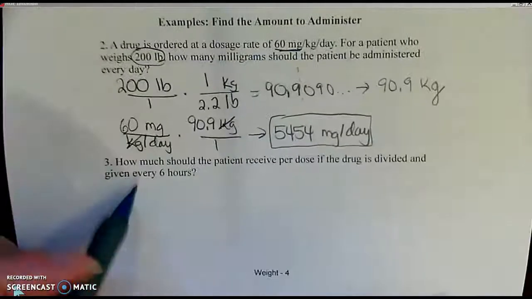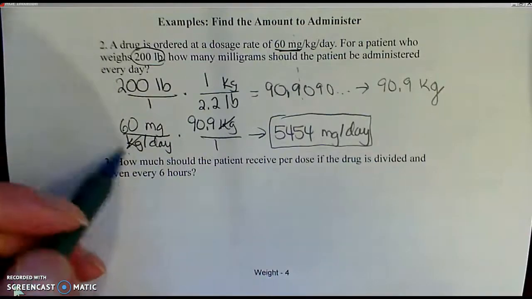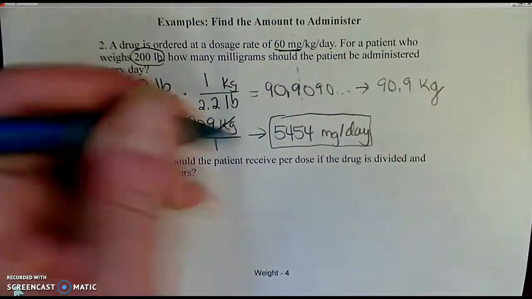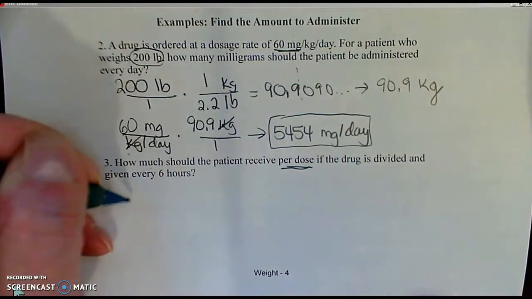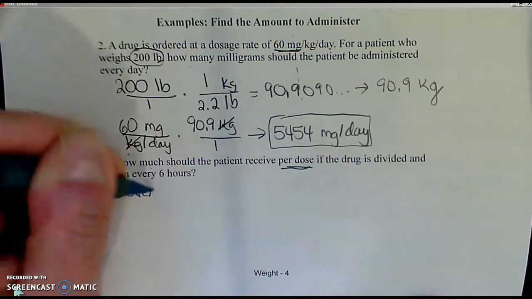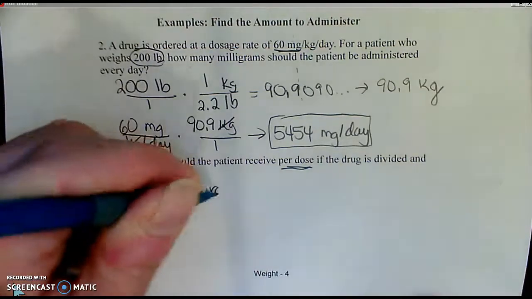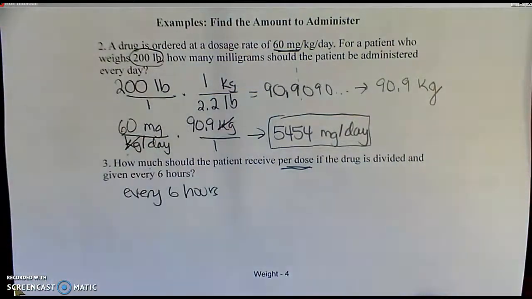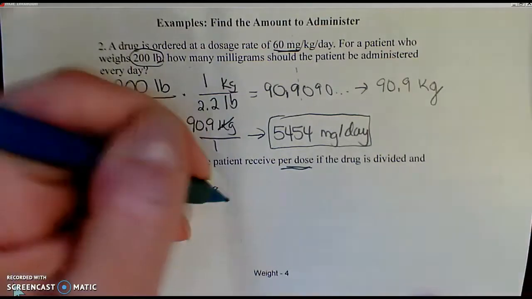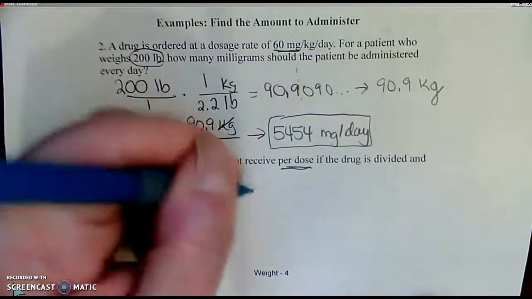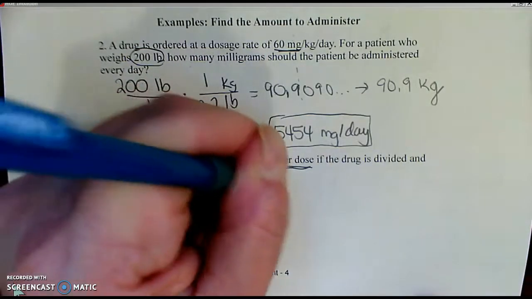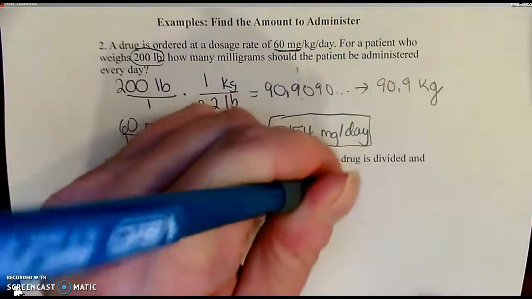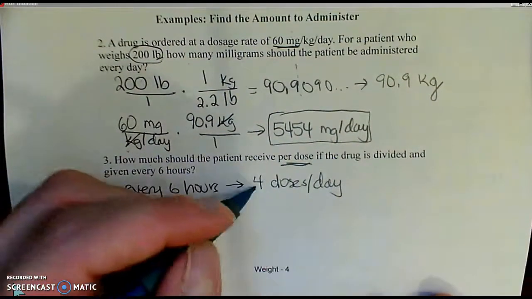Okay, so now number 3 is related to this one. How much should the patient receive per dose if the drug is divided and given every 6 hours? So here you need to figure out every 6 hours is how many doses per day. I would not recommend trying to do this as a dimensional analysis thing. So I would just remember, okay, 24 hours in a day divided by 6 hours is going to be 4 doses per day.